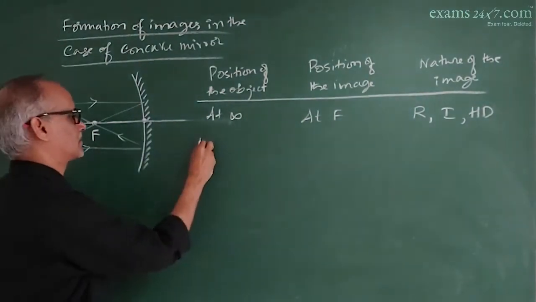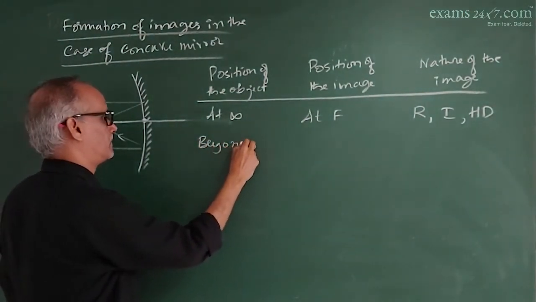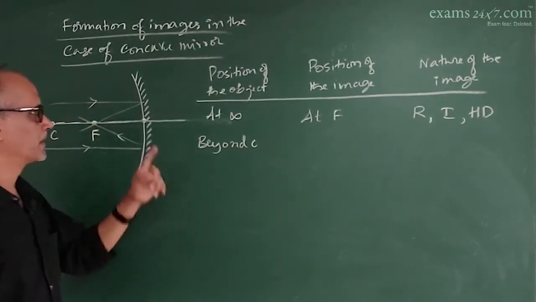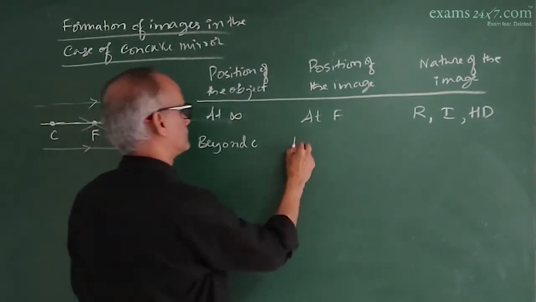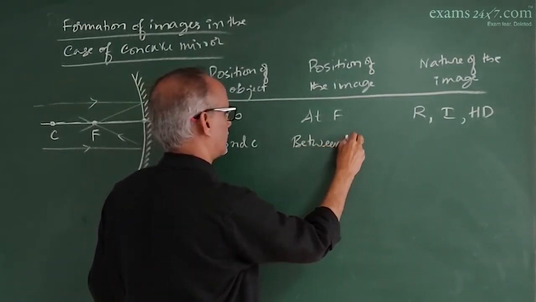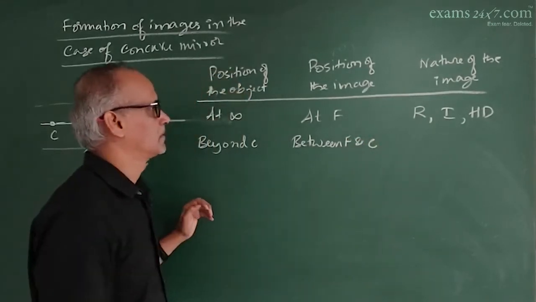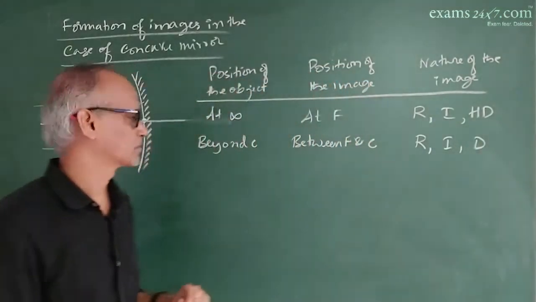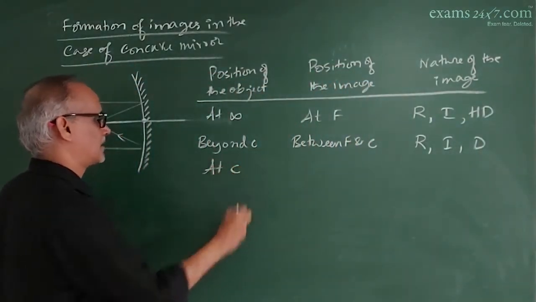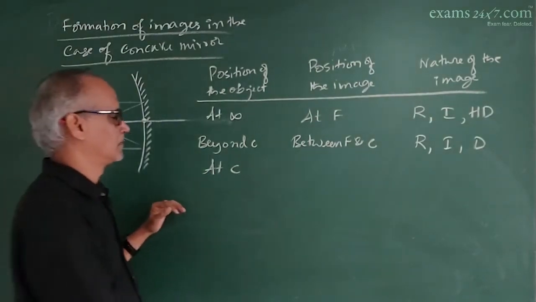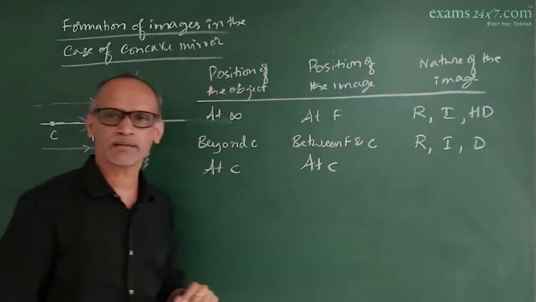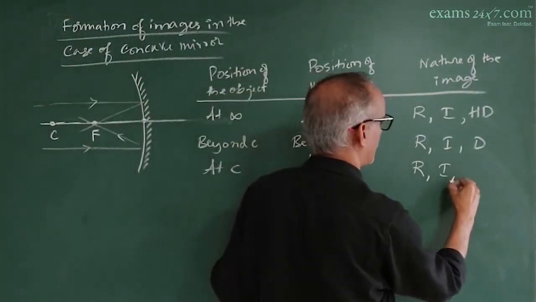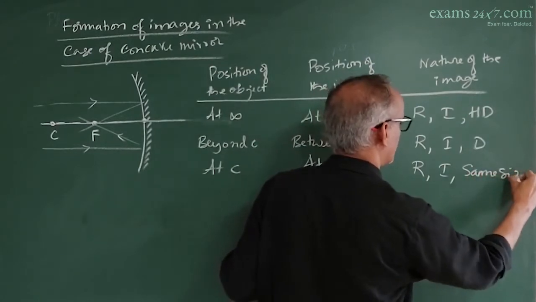Then we place the object beyond the C, like this, beyond or far away from C. Then we get the image between F and C. The nature of the image is real, inverted, and then diminished. And when we place it at C, the image is also formed at the same point, at C only. Real, inverted, and then the image is of the same size.